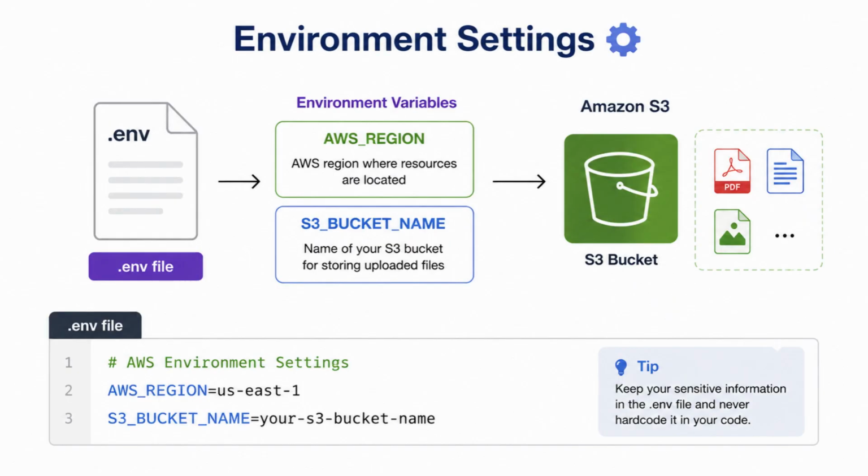Instead of putting AWS information directly into our code, we keep it inside a .env file. Here we specify the AWS region and our S3 bucket name. This makes the application more secure and allows us to change settings without editing the source code.